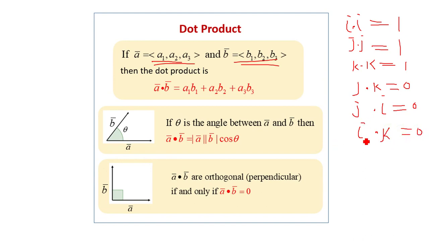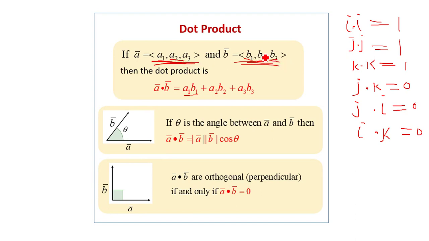So when you put this into consideration and then multiply these two vectors, we discover that the solution you are going to find is simply a1 times b1, a2 times b2, a3 times b3.